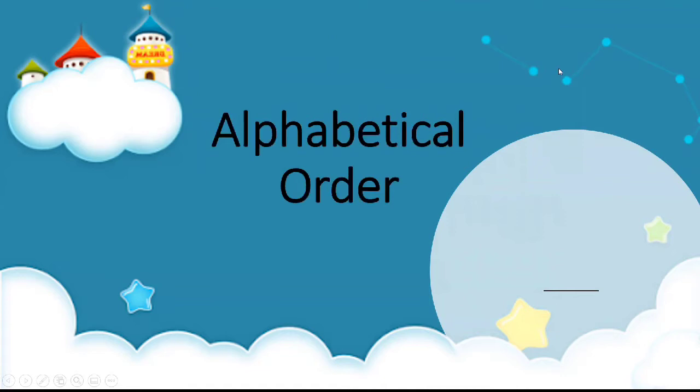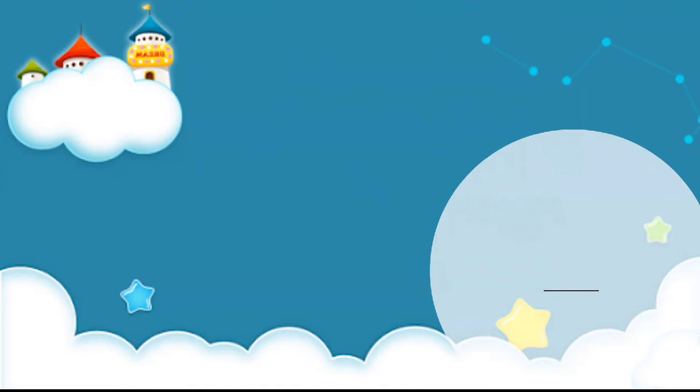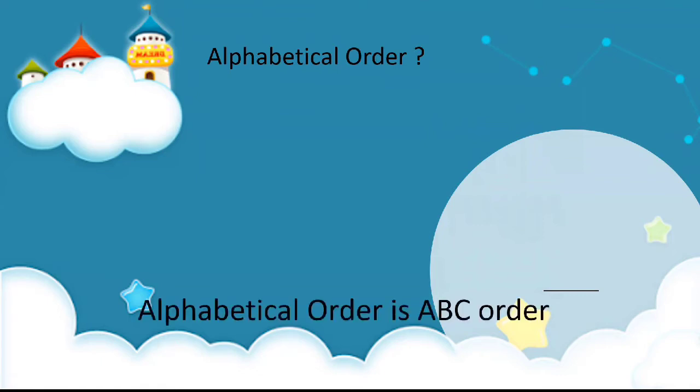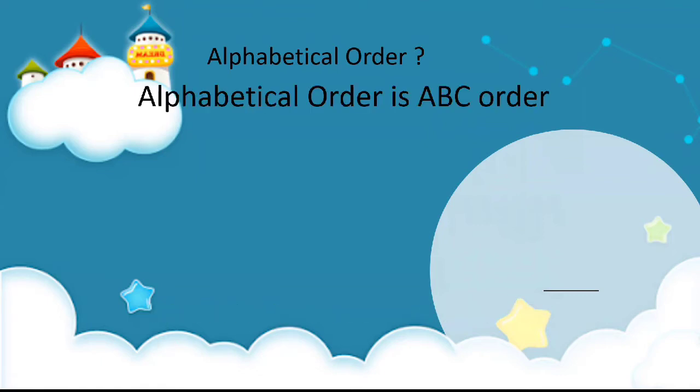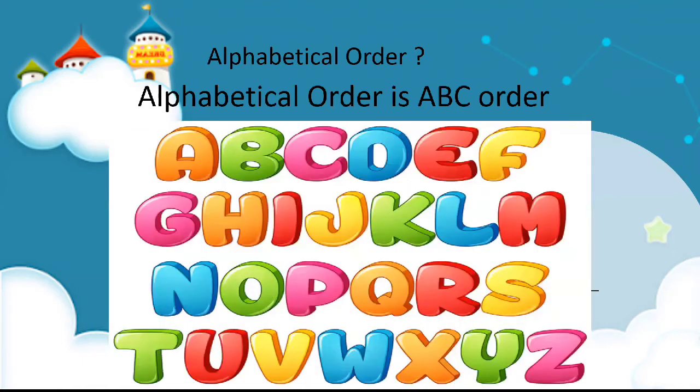Yes, alphabetical order. What is alphabetical order? Any guesses? Alphabetical order is ABC order. In English, we have alphabets from A to Z, which is in order. Like after A comes B, and after B comes C, after C comes D. This is the order which we follow from A to Z.